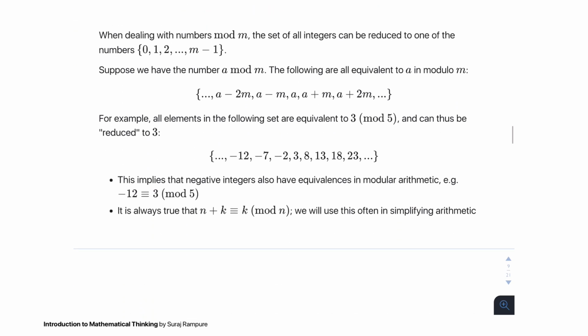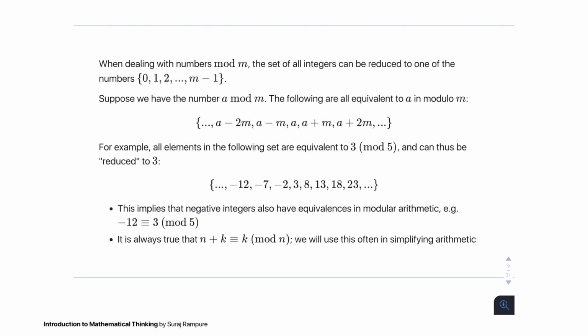Cool. So as I mentioned earlier, when we're dealing with numbers modulo M, all integers, that's both positive and negative, and 0, can be reduced to one of the numbers 0, 1, 2, all the way until M minus 1. Okay? So suppose we're dealing in modulo 5. What is the set of all possible integers?